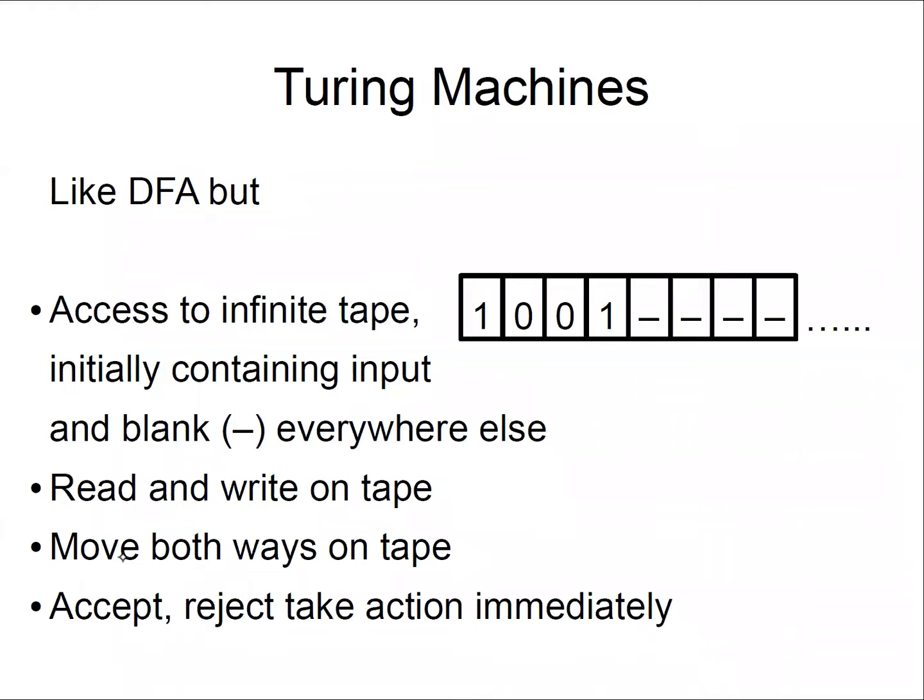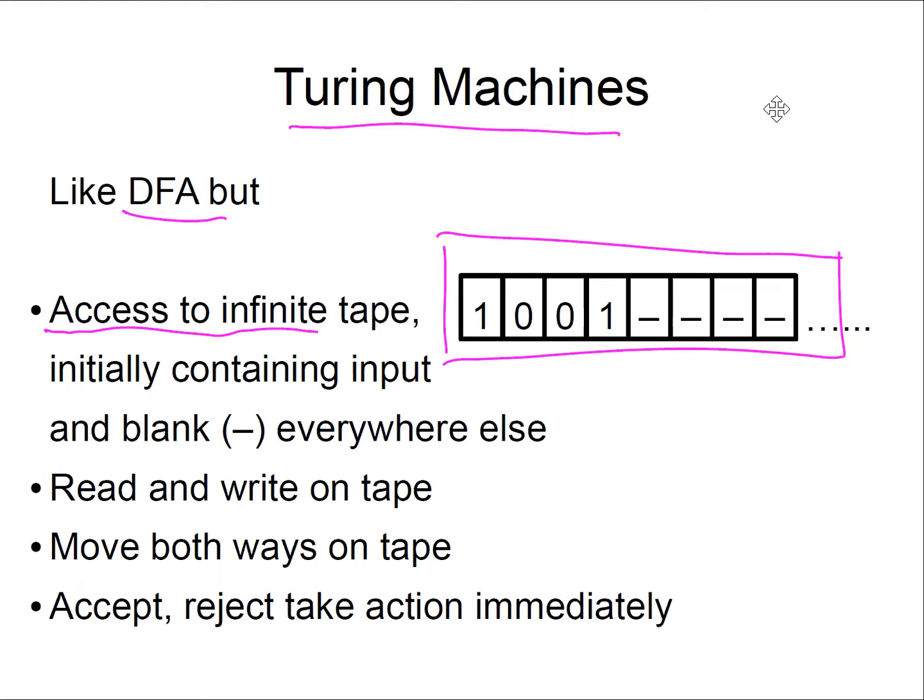So a Turing machine is like a DFA, a deterministic finite automaton, but with some very important and critical differences. The machine has access to an infinite tape, which we can depict like this, which initially contains the input and blank everywhere else. The blank is written with this underscore sign. And the input, we can think of it as ones and zeros. The machine can both read and write on the tape, and can move both ways on the tape.